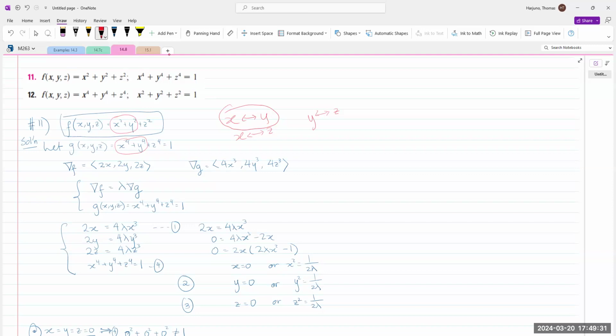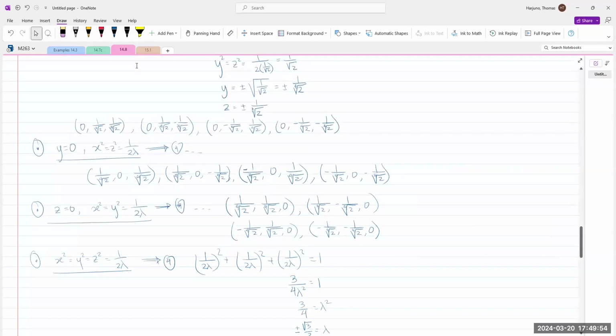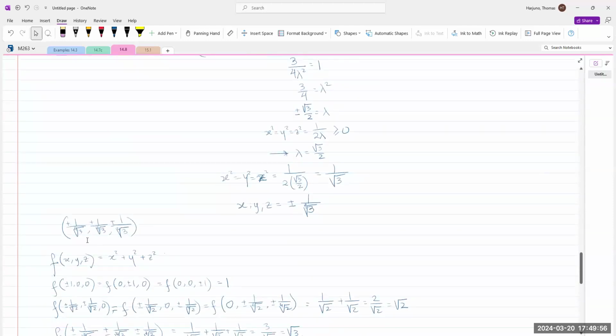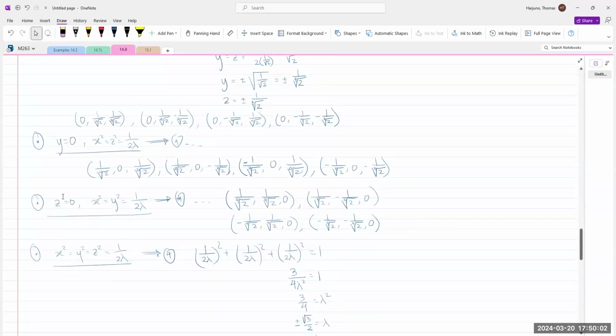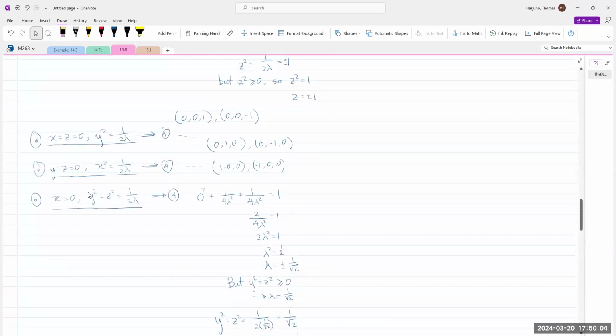Okay, if x and y are swappable without changing the function, and x and z are also swappable without changing the function, then we have that the values of x, y, and z should be the same, which is basically what we saw in the last case here, right? All three of them the same value, with plus minus, of course, right?